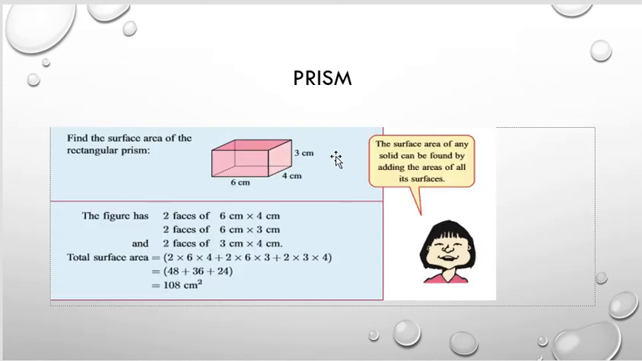So for example here, this is a rectangular prism. As you can see, this is manually solved. Why am I saying this is manually solved? It says here two faces of 6 times 4.